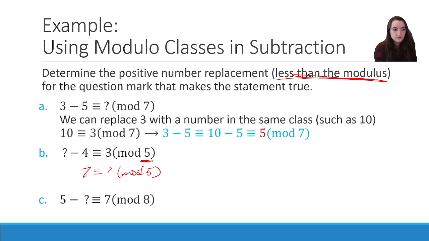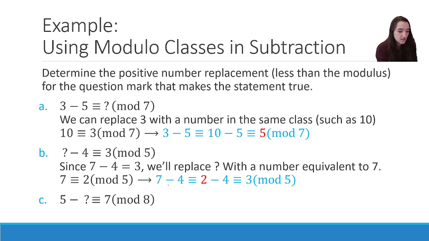For that answer, we just need to think about what's left over when I divide by 5. So there's 1 five and 2 left over. We can also get this through subtracting off 5s. I subtract a 5, I get 2. That's really where this comes from, if I can just count down by the modulus. So 7 minus 4 is the same thing as 2 minus 4, which is congruent to 3. So our answer is going to be 2, because we want to only include numbers less than the modulus.